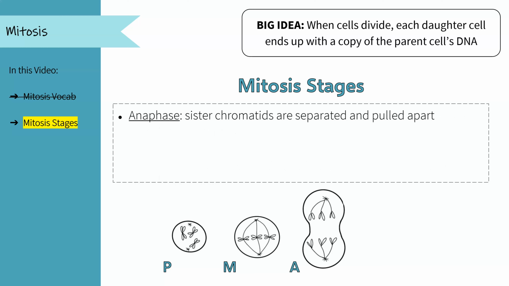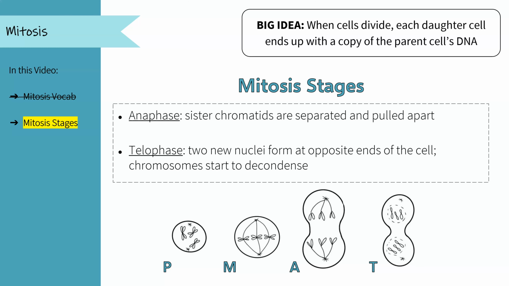Next we have anaphase. I like to think about the A in anaphase as being the same as the A in apart, because here we see that the centromeres break and the two sides that are sister chromatids are being pulled to opposite ends of the cell along those spindle fibers. We also sometimes start to see that the cell pinches in here because cytokinesis is starting or happening at the same time.